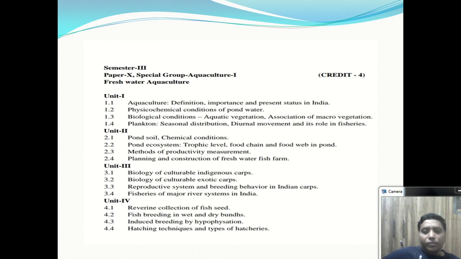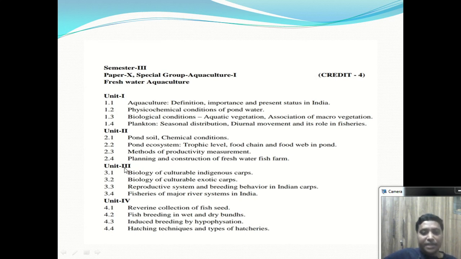Then for the brooders we keep another pond. So all these ponds are very much important. Their design and their layout are very much important. Every year a question is asked on the planning and construction of the freshwater fish pond, so this topic is also very much important.